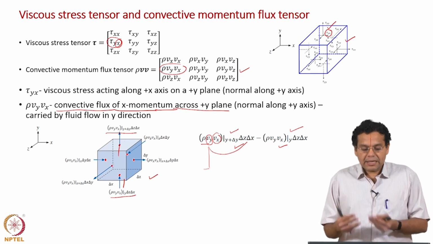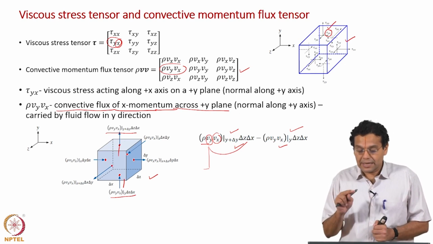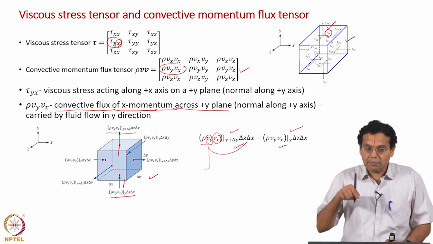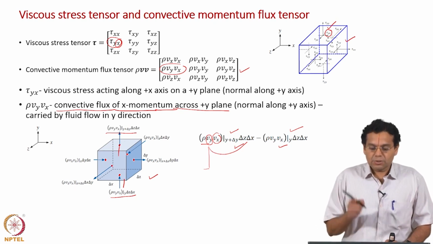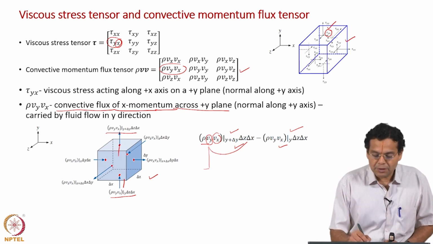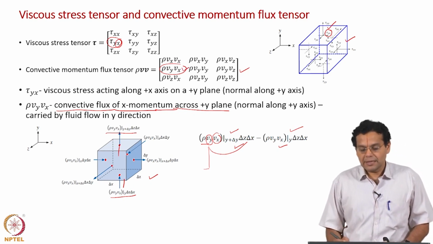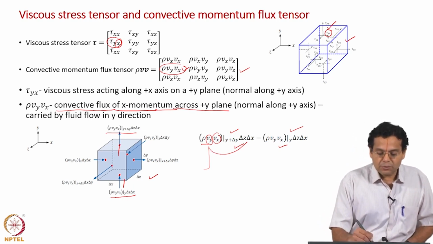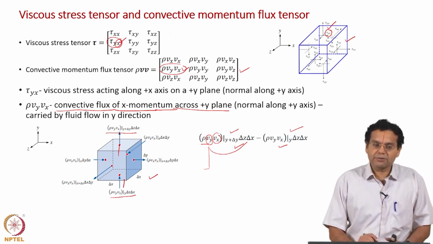The moment I say convective flux of x momentum, I should include two directions: the direction of the momentum, which is x in this case, and the direction of the mass flow which is carrying that momentum, which is the y direction. So, two directions are associated to explain each component of the momentum flux tensor, and that is why it is a tensor. In the viscous case the two directions are the direction of the force and the direction of the plane.